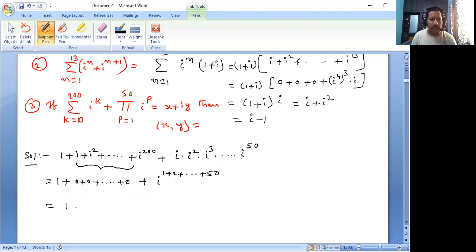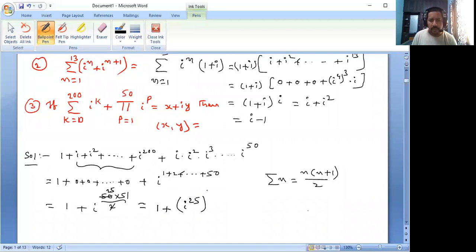Now 1 plus i into what is the sum of 50 natural numbers? The sum of n natural numbers formula we know: sigma n is n into n plus 1 by 2. Here the sum of 50 natural numbers: 50 into 51 by 2, which is 1275. Calculate. Now remaining is 1 plus i power 1275.